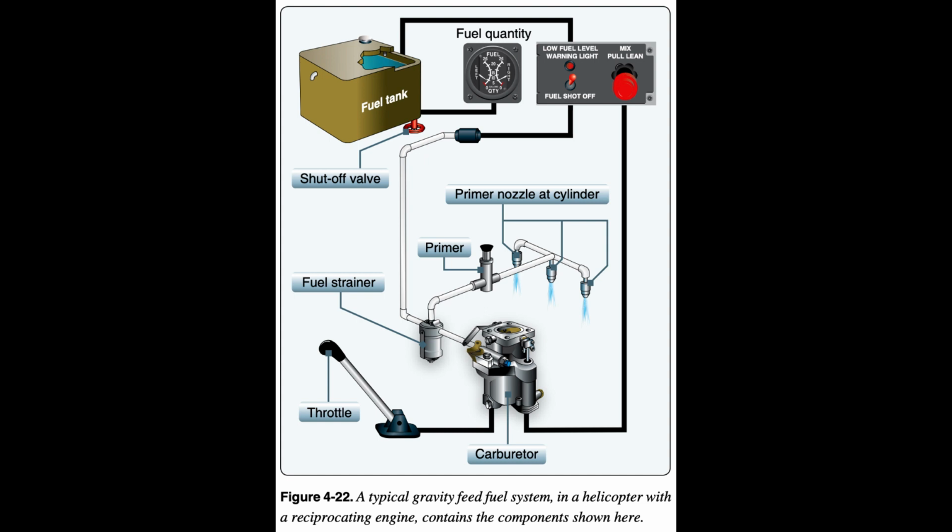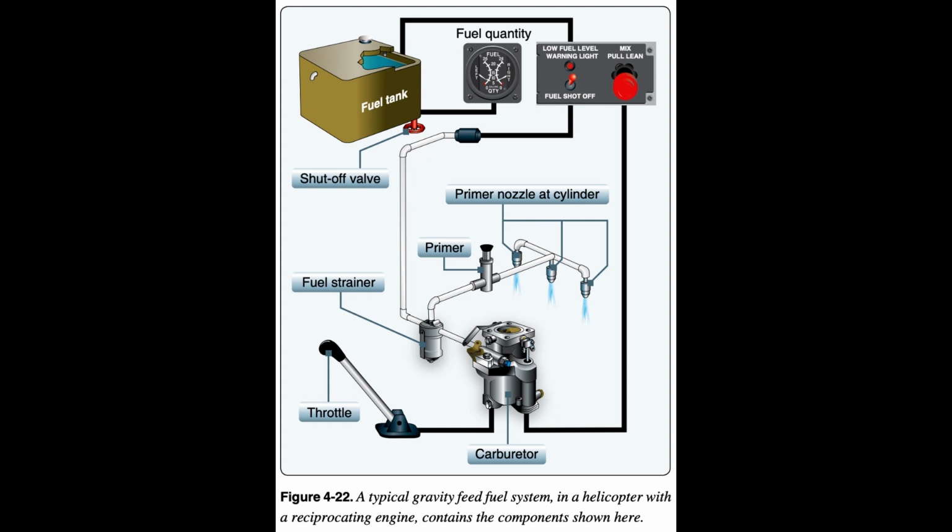Some fuel systems contain a small hand-operated pump called a primer. A primer allows fuel to be pumped directly into the intake port of the cylinders prior to engine start. The primer is useful in cold weather when fuel in the carburetor is difficult to vaporize.